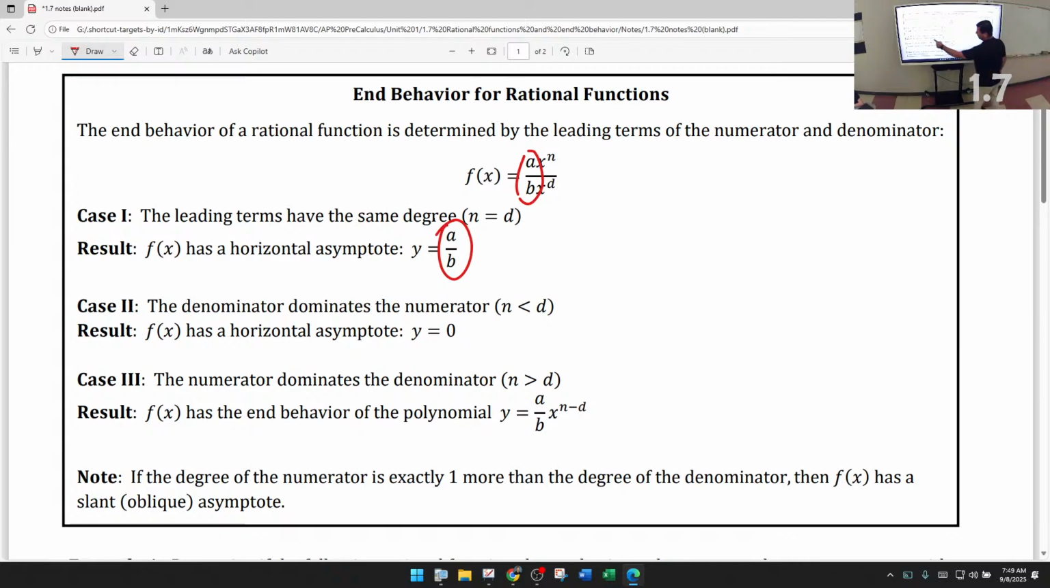If the numerator's degree is less than the denominator's, then it's at 0. That's the "Bobo," bigger on bottom, it's at 0. I don't know, the Bobo thing's not mine, like I said, I've never used it. And if it's bigger on top, if the numerator dominates the denominator, then it has an end behavior of whatever the degree is minus 1.